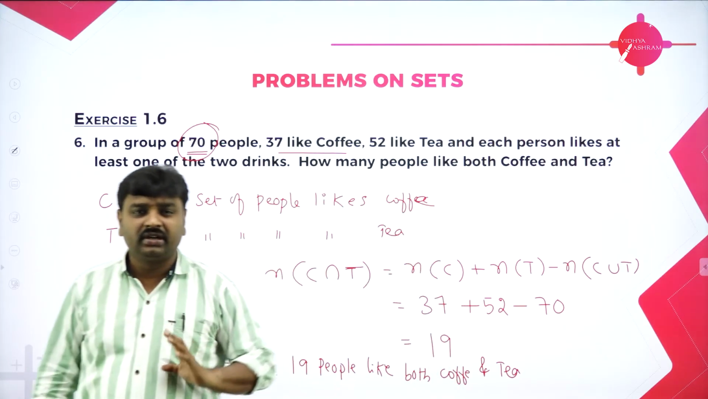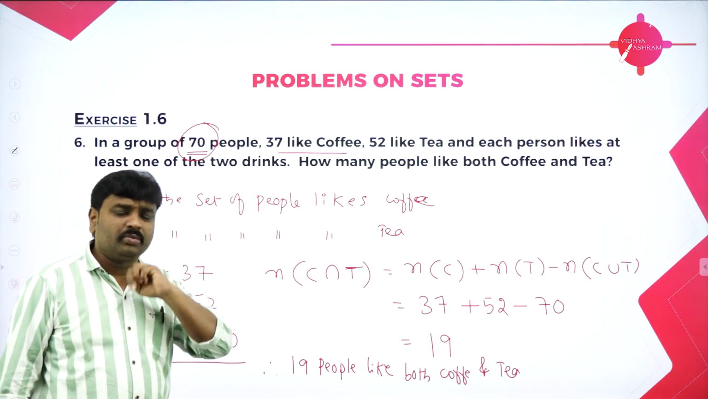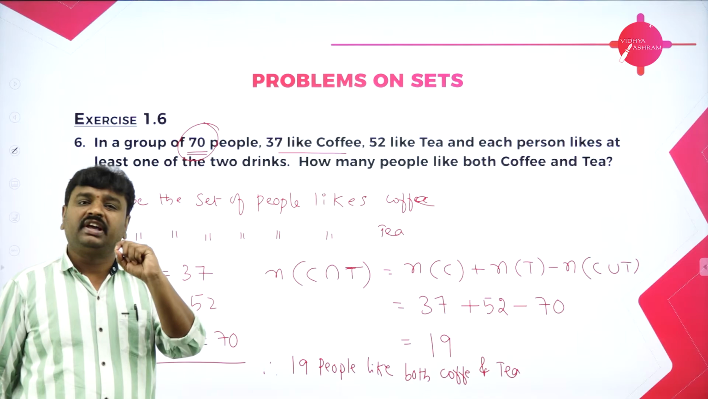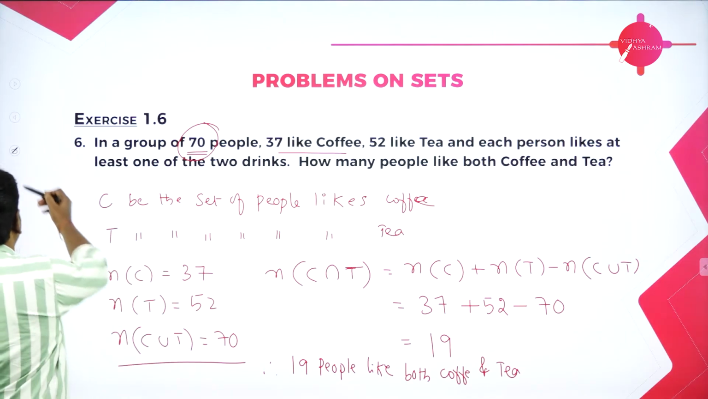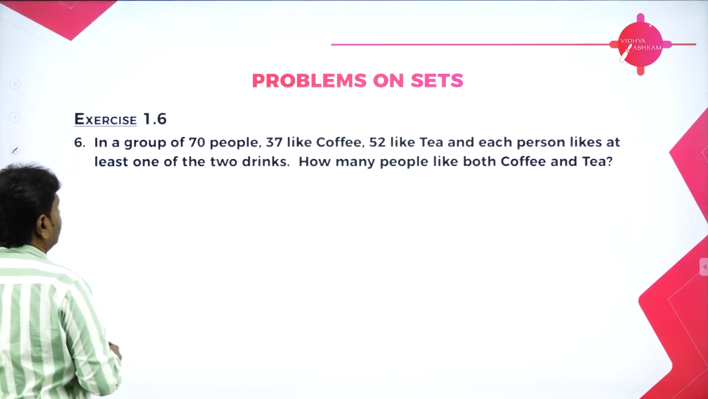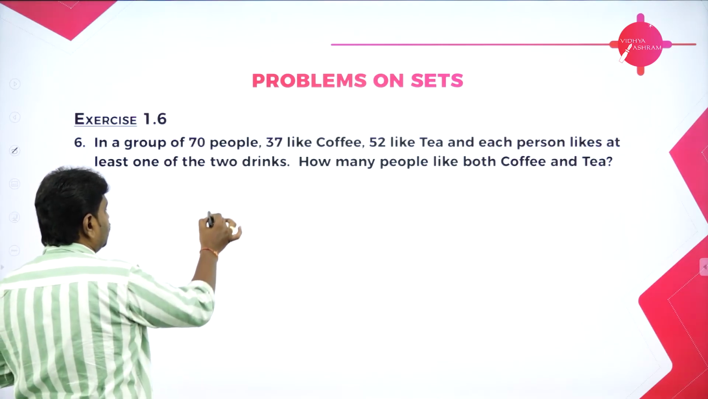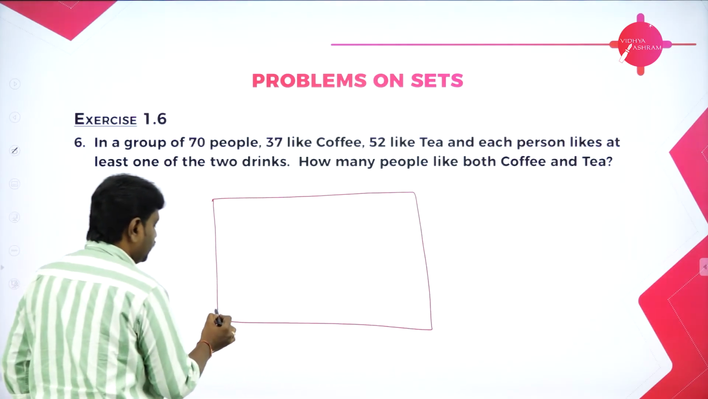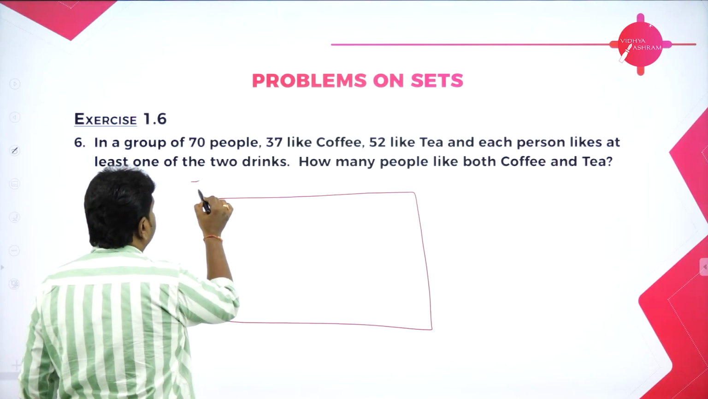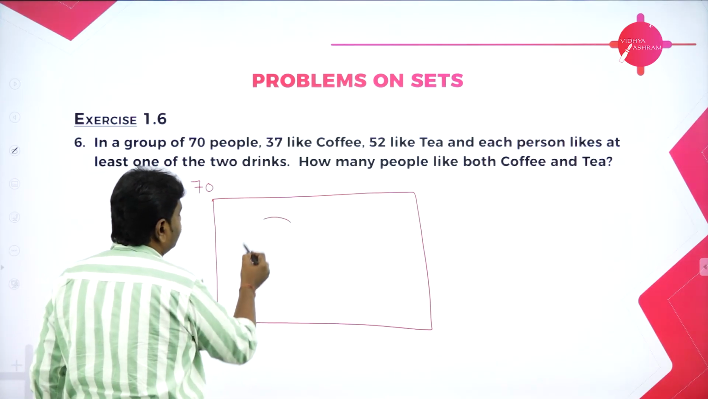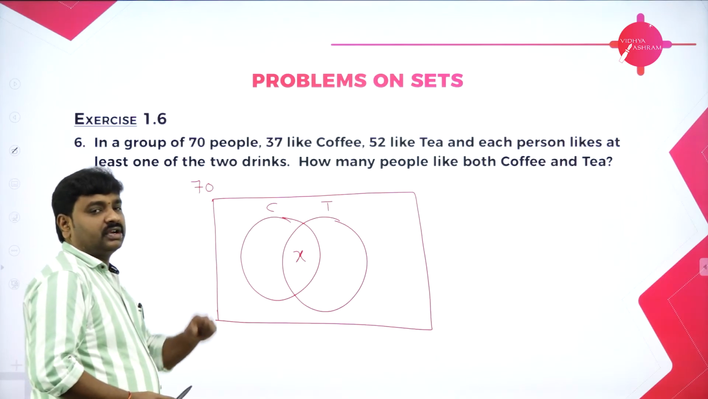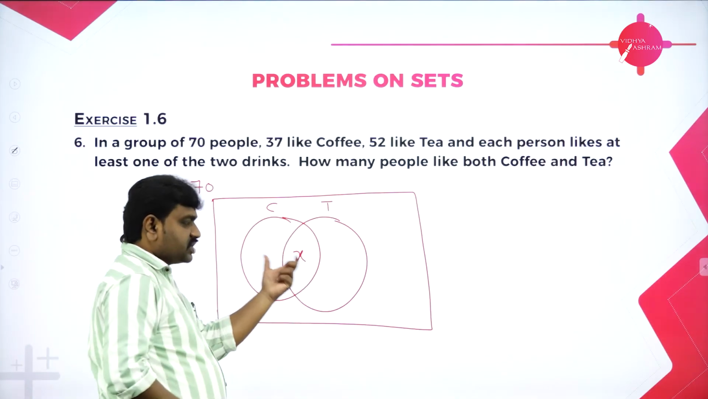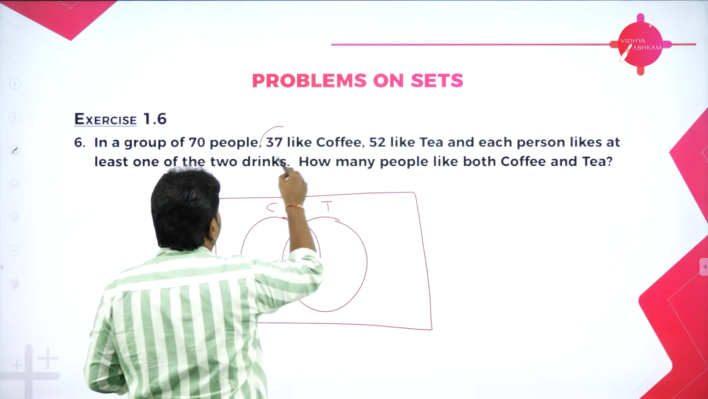This is one method. I told you the same problem can be done in how many methods? Two methods. The alternate method is the Venn diagram method. Now I'll take the Venn diagram method. In the Venn diagram method, we'll take a universal set, that is 70, and this is the set of people who like coffee, the set of people who like tea, and this region is both.